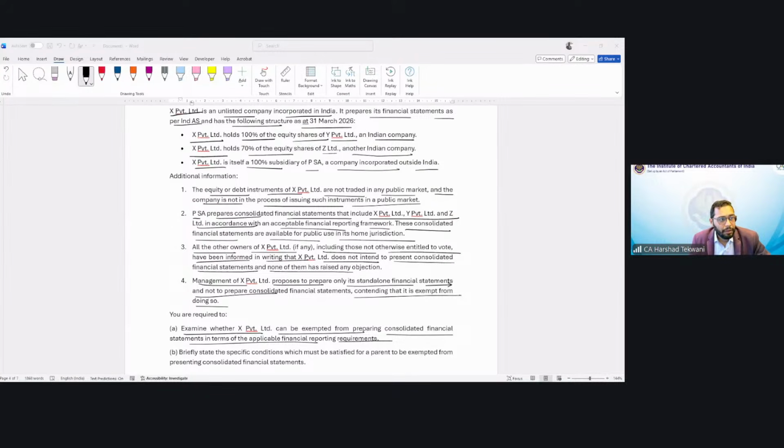Now tell me one thing. This is one of the criteria that you are providing. Now, what Ind AS will be applicable in this particular scenario? Can anyone tell me? Ind AS 110. Ind AS 110. Okay. Whether the company is exempt under Ind AS 110 or not. Not exempted. Not exempt under Ind AS 110.